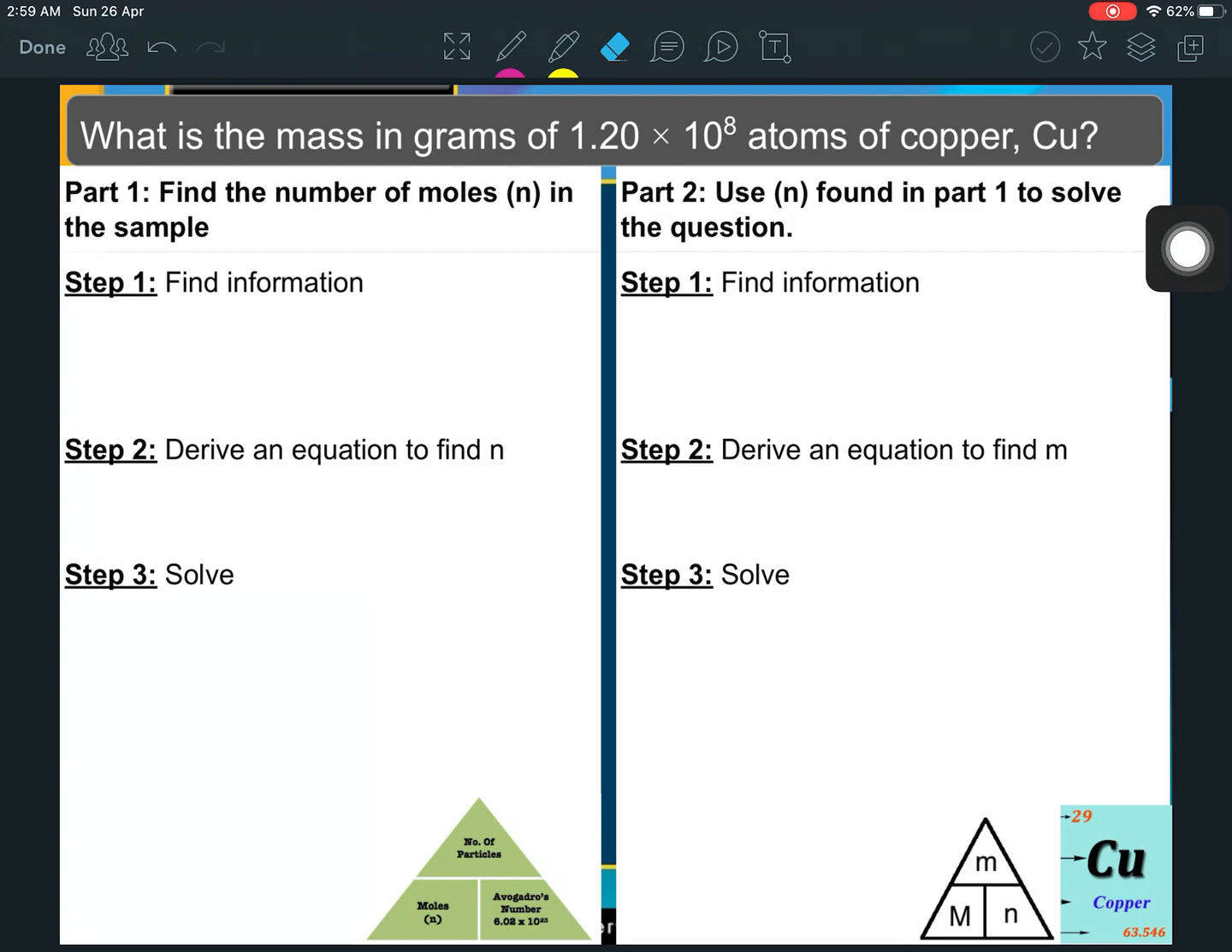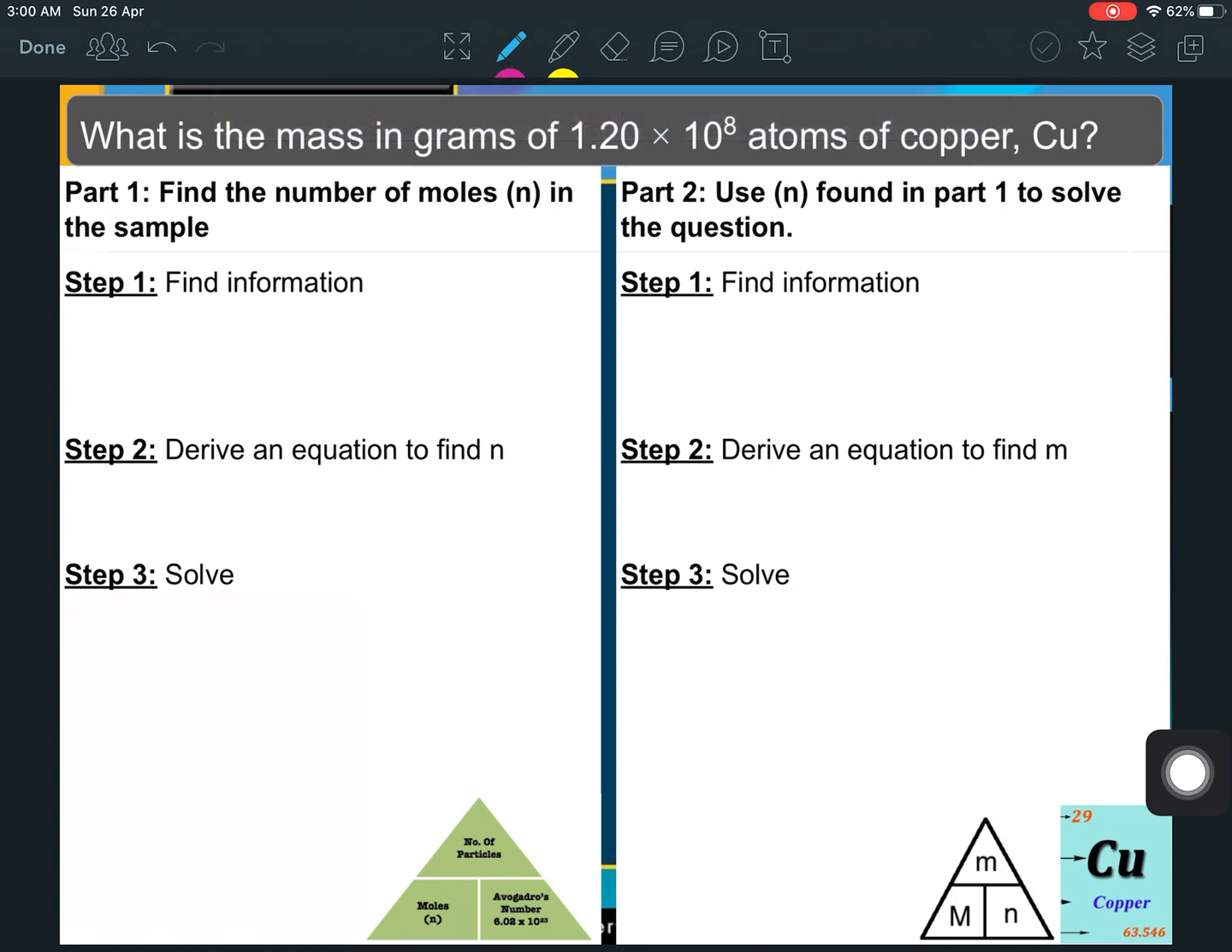Okay, so right here, what is the mass in grams of 1.20 times 10 to the power of 8 atoms of copper? So the first thing I want to do is talk about what I have. And I'm going to start with this triangle. That's because I know more about this triangle. I can solve for my moles here, okay? Because I know the number of particles and I know Avogadro's number, so I can solve for moles. And then I can use this in this triangle to solve for whatever I need.